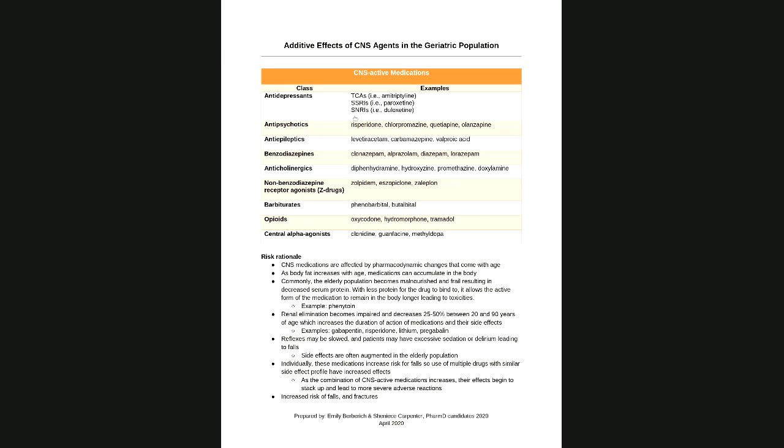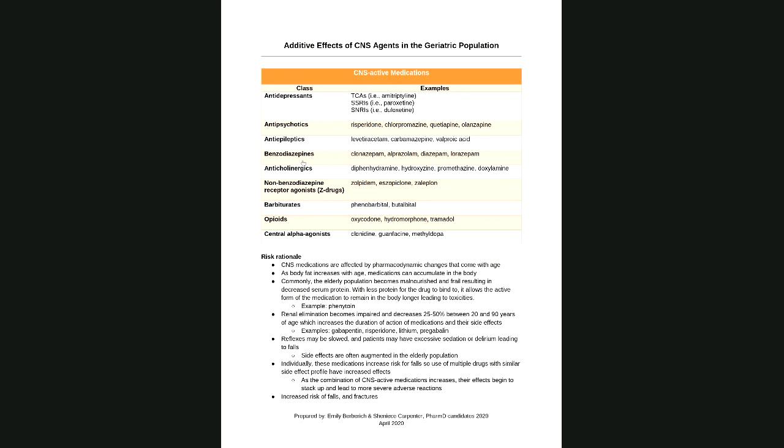Also, antipsychotics, which we'll talk a little bit more about in detail later. But some common ones are risperidone, quetiapine, olanzapine. Chlorpromazine is probably a little less common because it's one of our first generation antipsychotics, but like I mentioned, we'll talk a little bit more about those in a few. And we have our anti-epileptics, so things like carbamazepine, valproic acid, Keppra, those are pretty common. Our benzodiazepines, such as clonazepam, alprazolam, diazepam, and lorazepam.